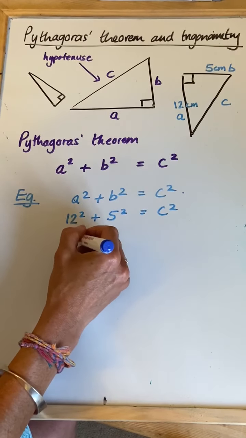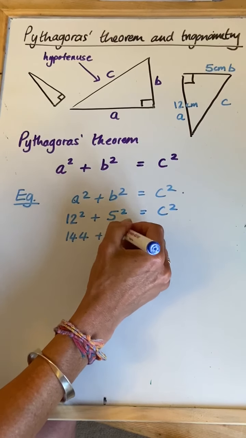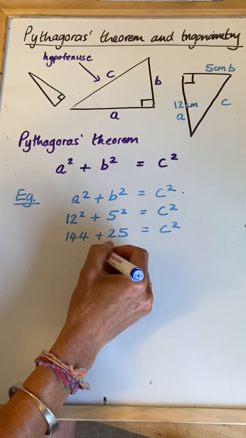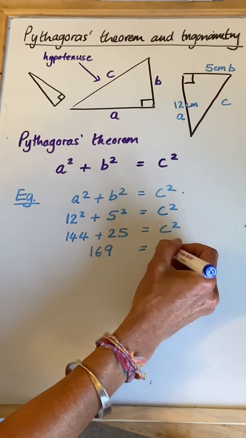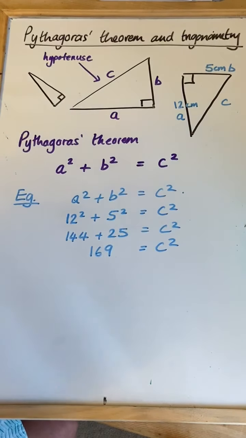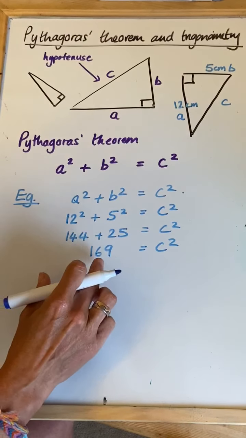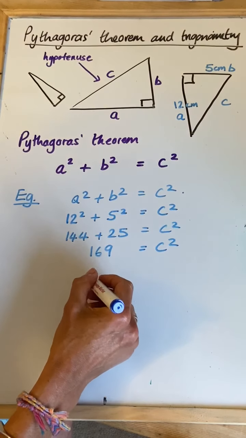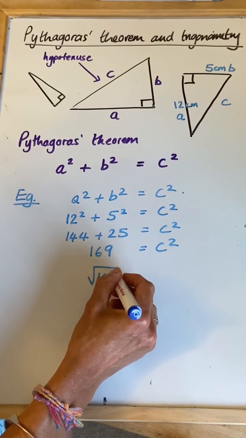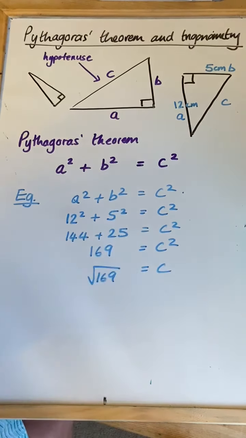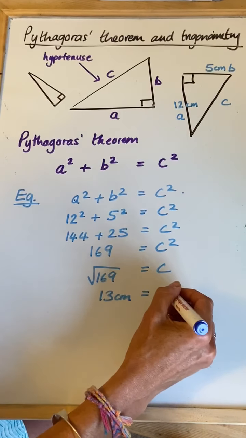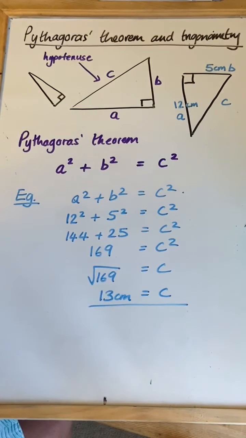12 squared is 144, 5 squared is 25. That equals C squared. Add those together, you've got 169. That equals C squared. So if I want to find my side length C, I need to take the square root. Square root of 169 will be my side length C, and the square root of 169 is 13 centimetres.